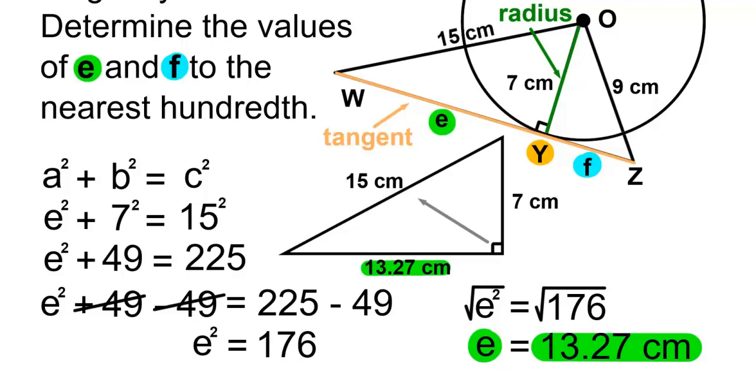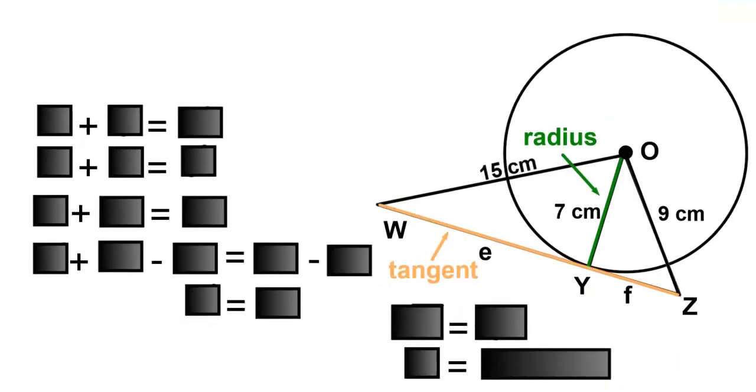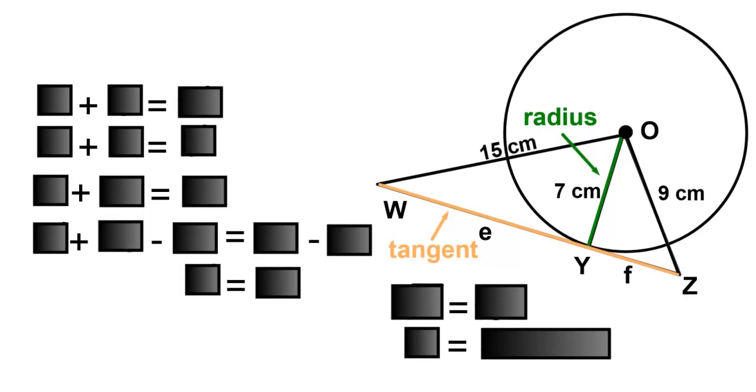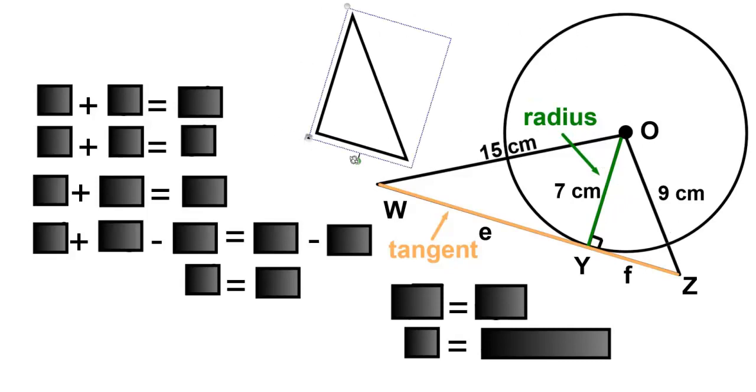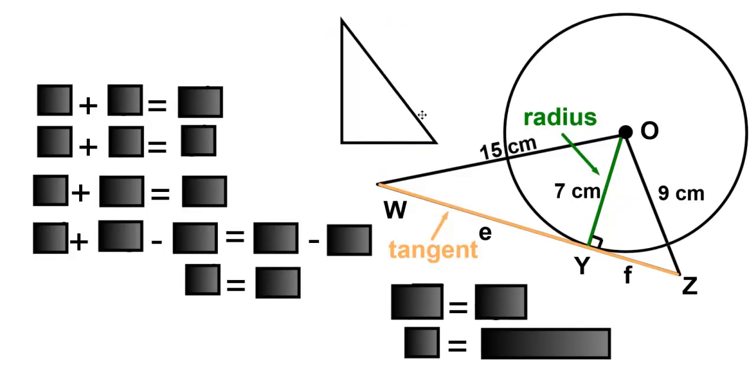Now let's solve for F. The tangent radius property applies to this triangle as well. So this will also equal a 90-degree angle here. Let's take this right angle triangle and redraw it and put the dimensions in that we know. We know the angle on the bottom left is going to be 90 degrees. We know the value of this line is 9 centimeters, and the value of this line is 7 centimeters. What we don't know is the bottom line, which we'll call F.